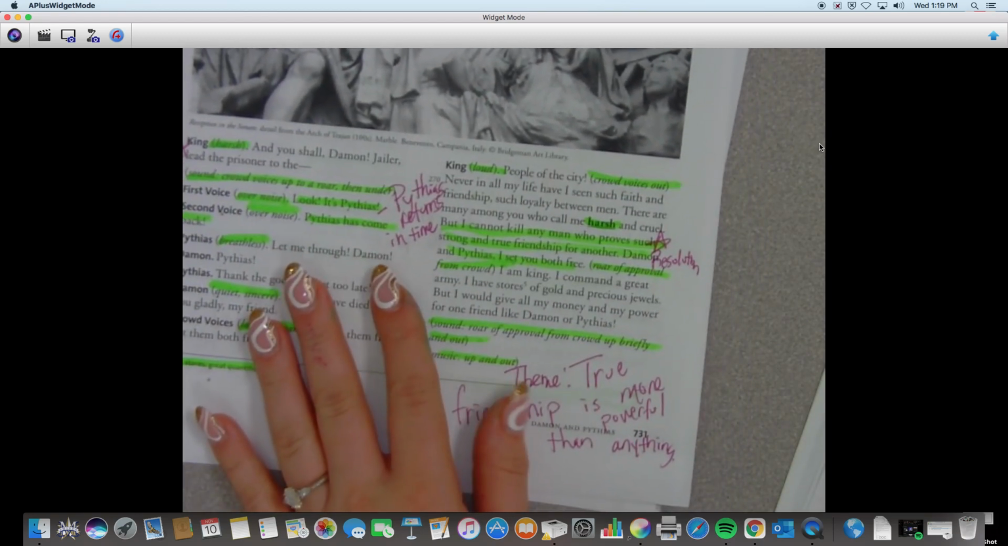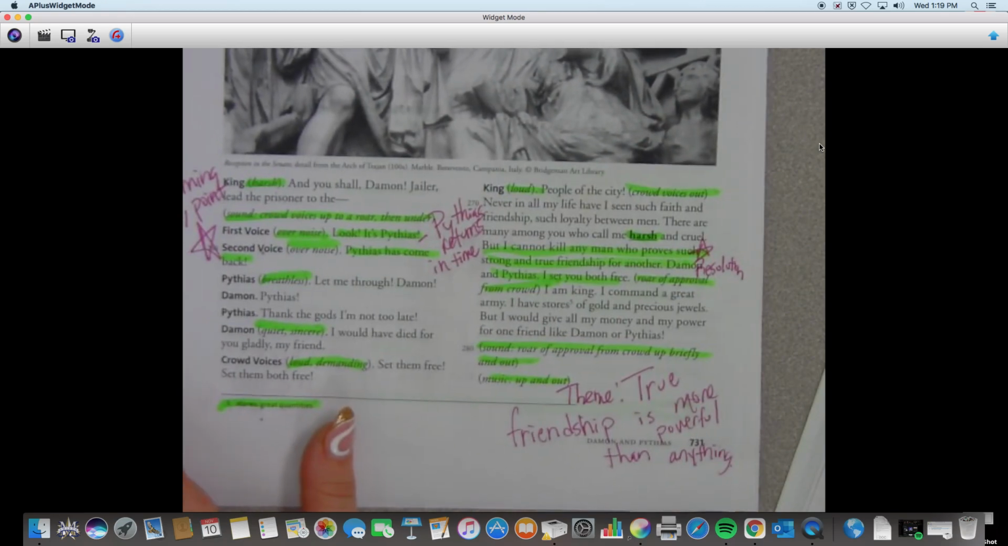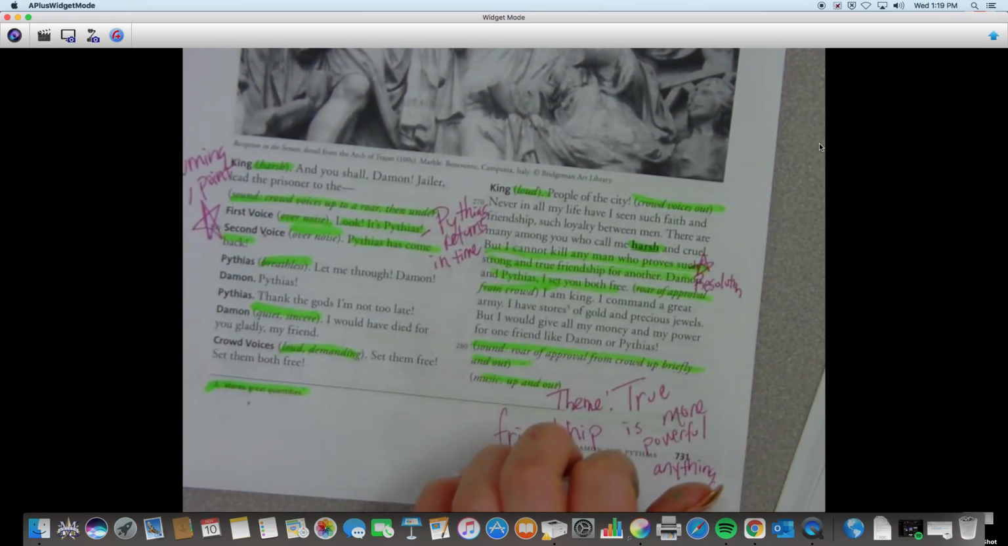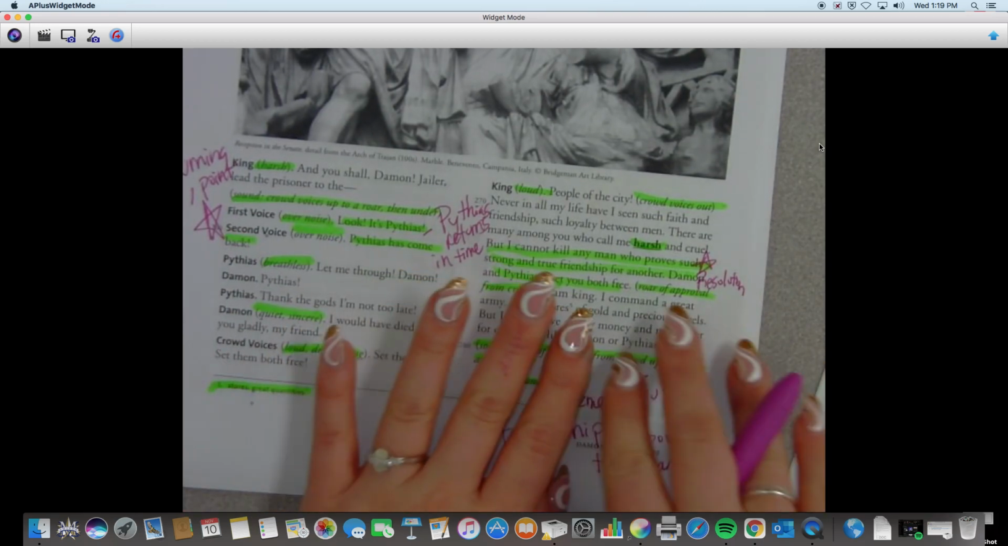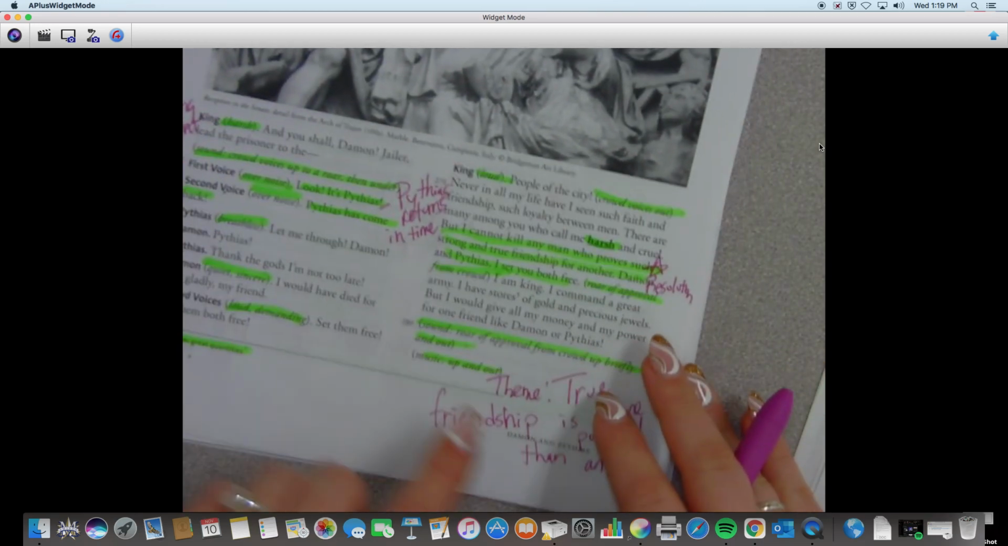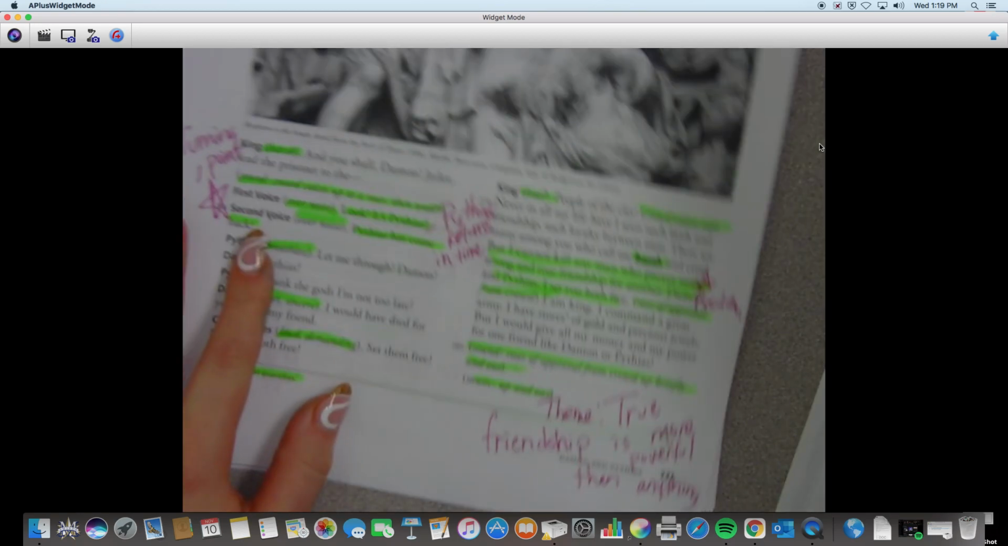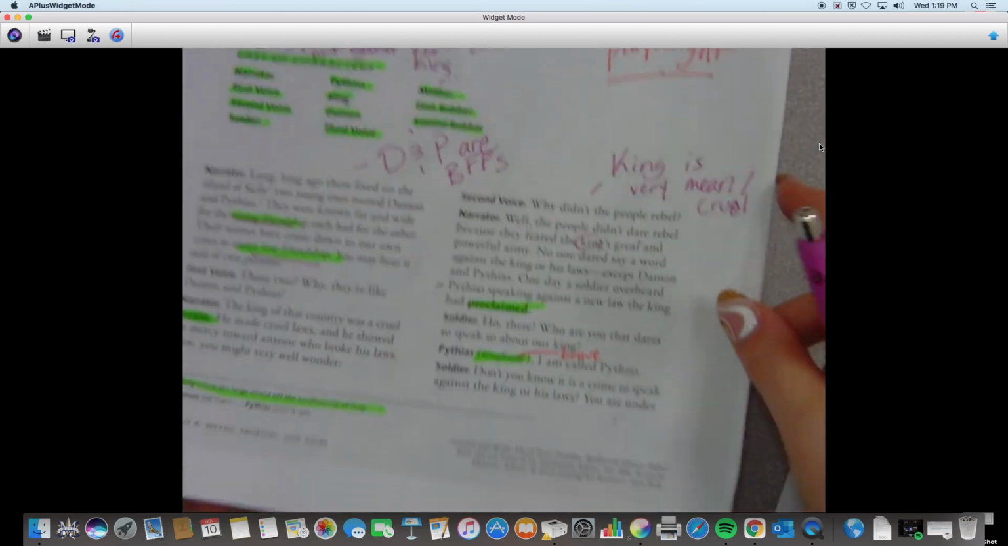And the crowd is cheering for them to be set free, and the king actually has a huge change of heart and feels bad and has never seen such great friendship before, so he sets them free. And we learn at the end that true friendship is more powerful than anything. So that's a recap of Damon and Pythias.